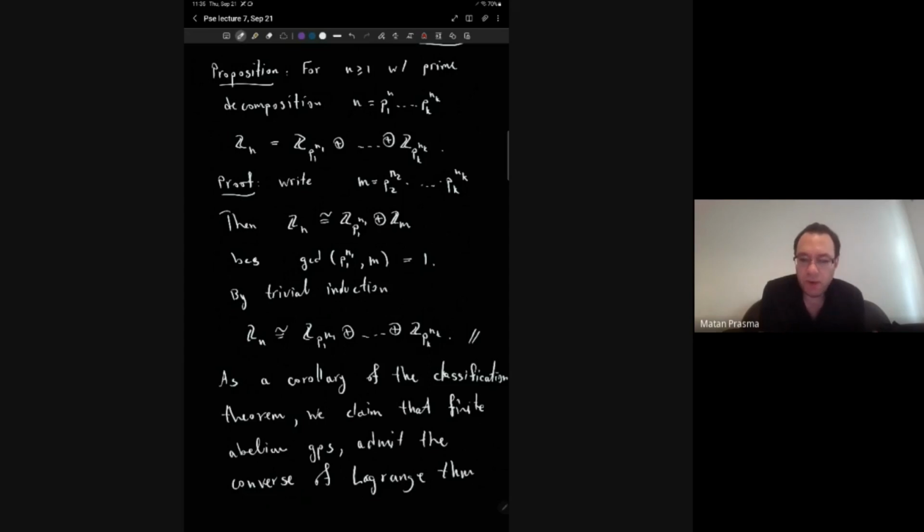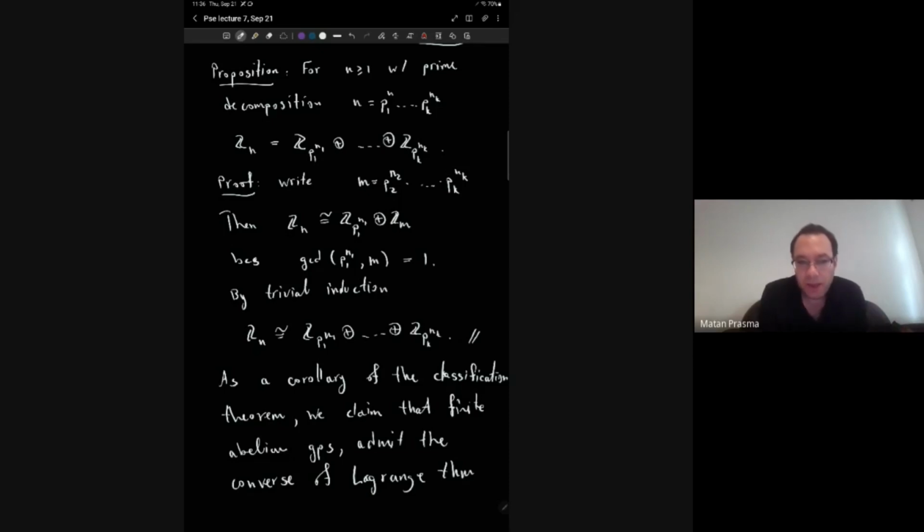And what I mean by the converse of Lagrange theorem is, Lagrange tells you that if you have a subgroup of G, then the order of the subgroup must divide the order of G. The converse says that if you have any integer that divides the order of G, then you actually have a subgroup of this order. Now, we talked about Cauchy's theorem. Cauchy tells you that if you have a prime that divides the order of G, then you have a subgroup of this prime order. But in fact, using the classification theorem, we can extend it for every divisor of the order of G.